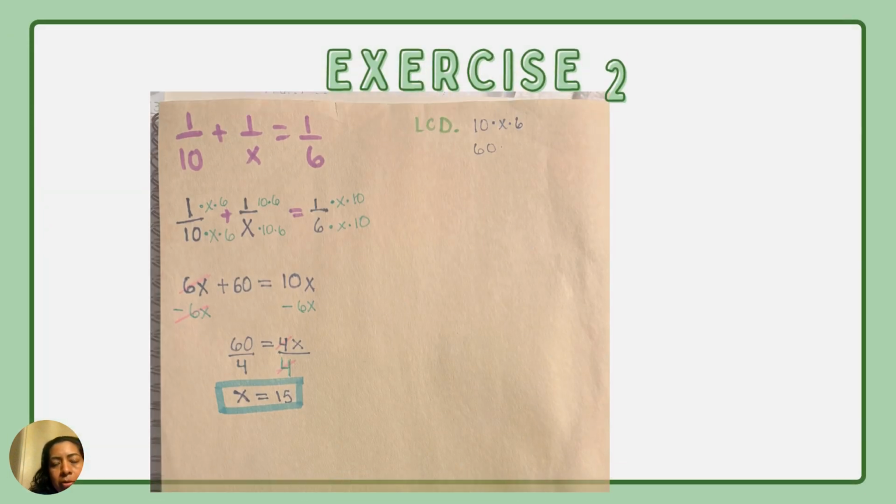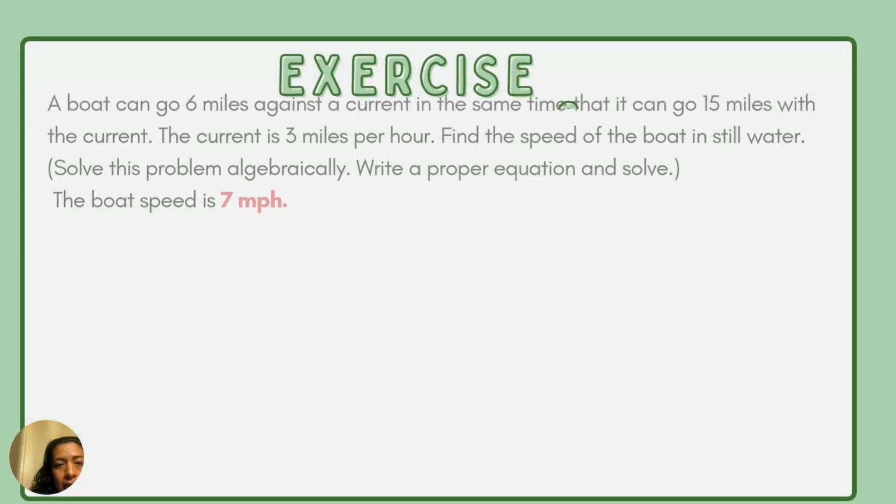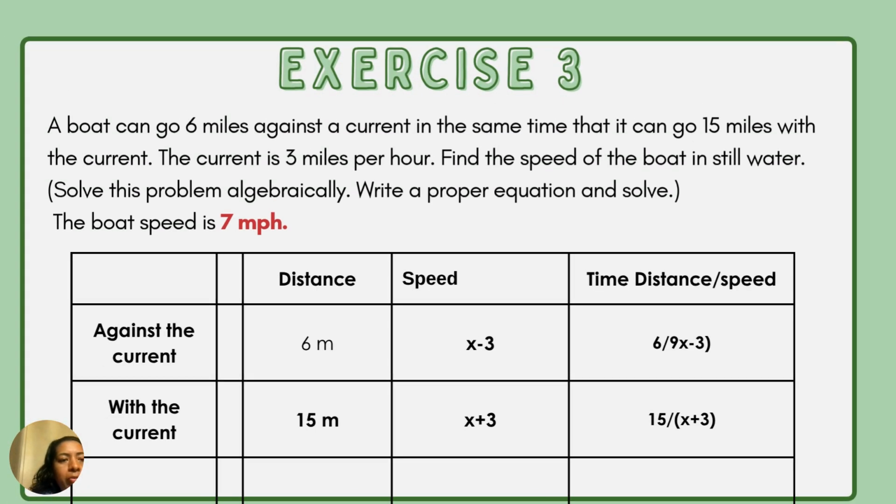For exercise number 3, we have that a boat can go 6 miles against the current, and at the same time it can go 15 miles with the current. The current is 3 miles per hour. So find the speed of the boat in still water. For this, we graph the information that we have.